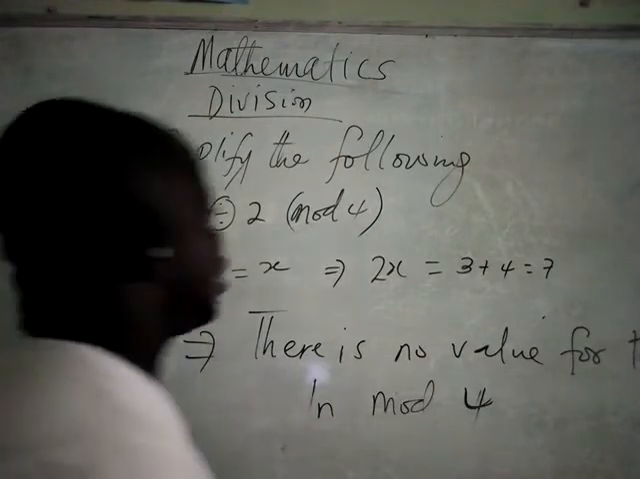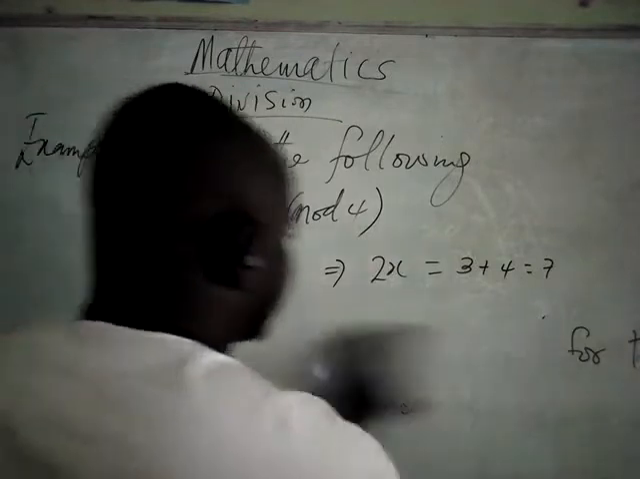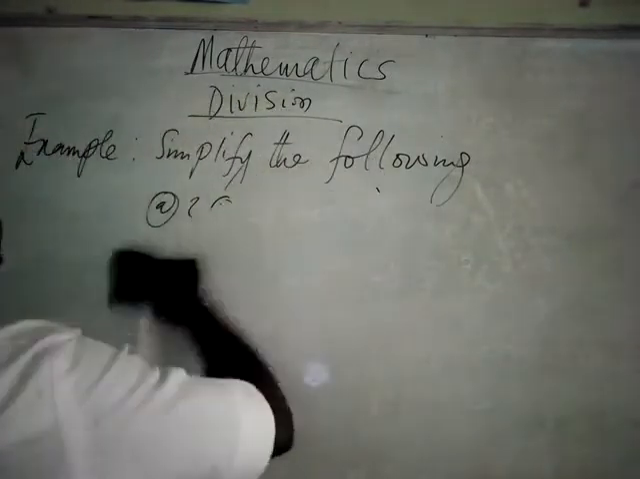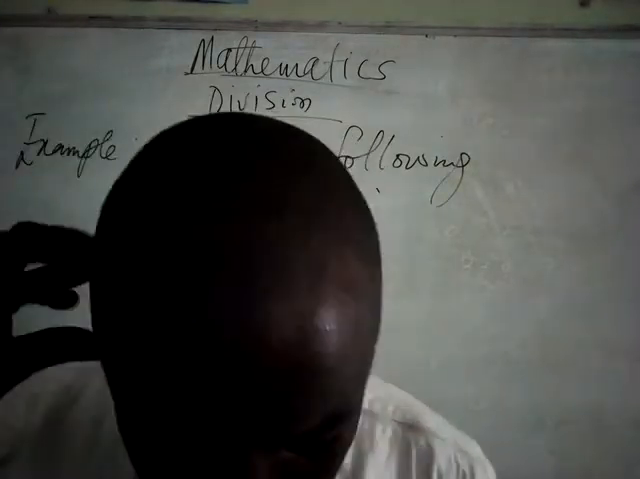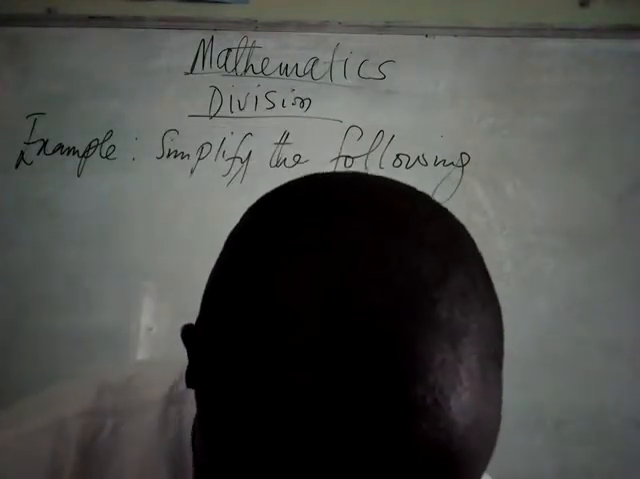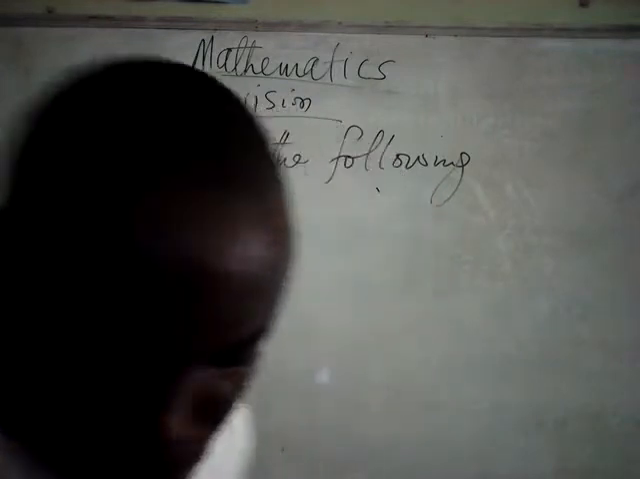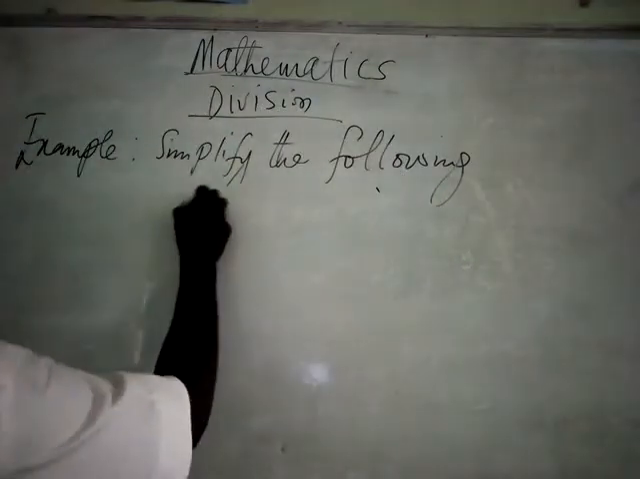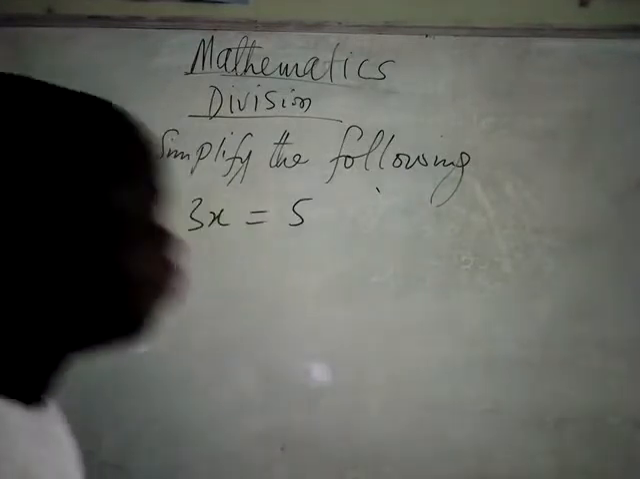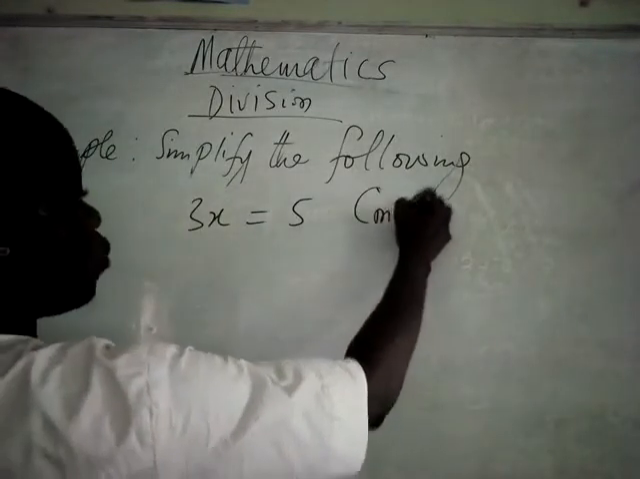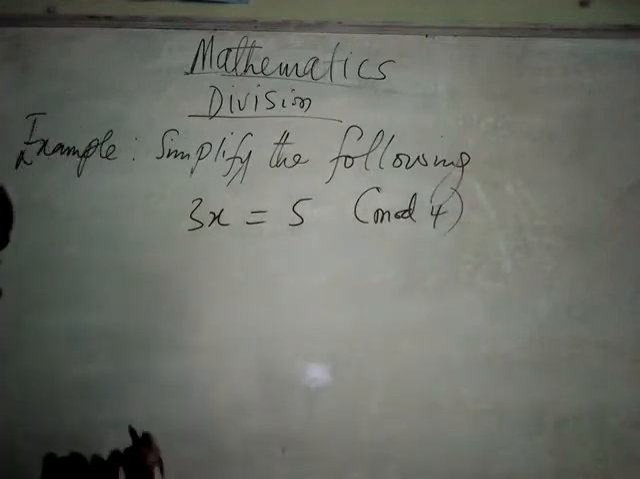Now let me take another example so that you understand what I am simply doing here. Let's see, 3x equal to 5. Now we should simplify 3x equal to 5 in mod 4.